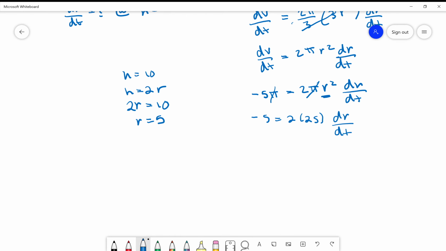So we just simplify that more. These two go away, so this becomes 5. So dr over dt is just negative 1 over 10 centimeters per second.